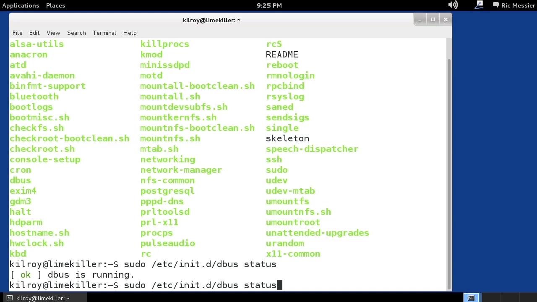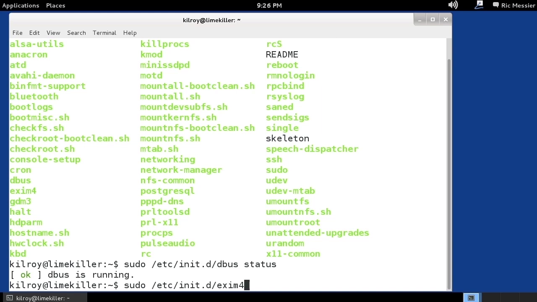Now, I can also stop and start services. So let's just stop and start one. And I'm not going to stop and start Dbus. The reason for that is because if I were to try to restart it, it would actually kill my interface session here. The GUI would just stop working altogether.